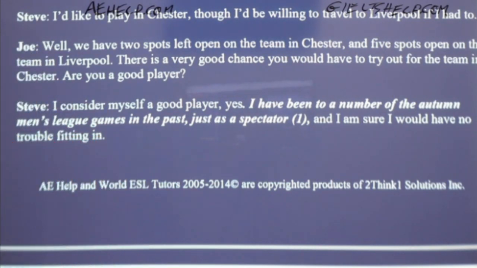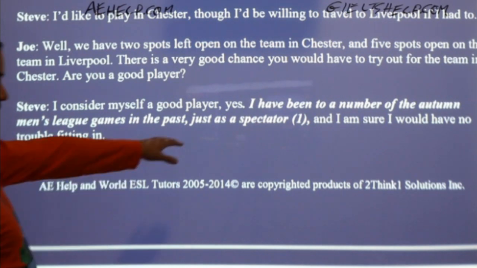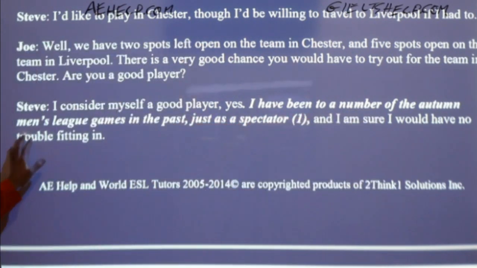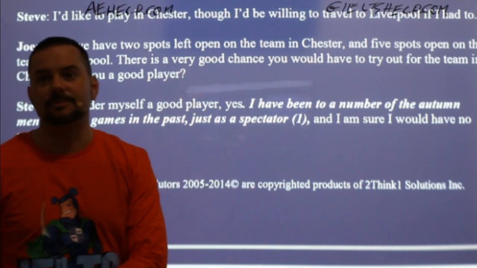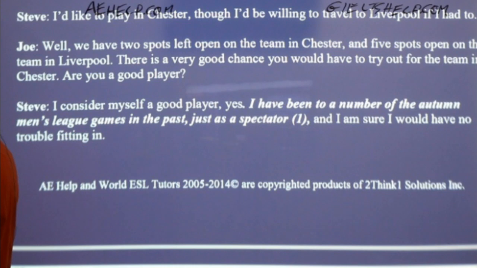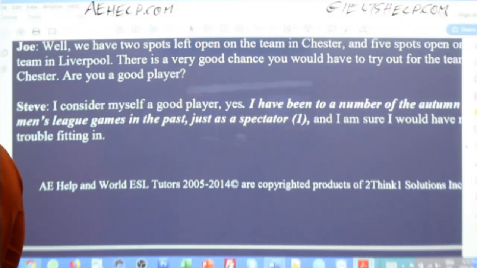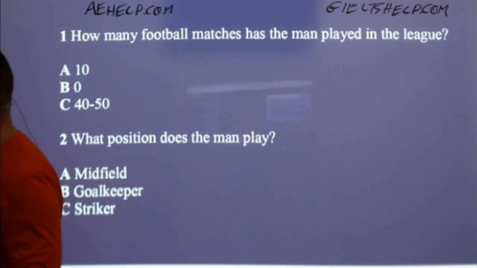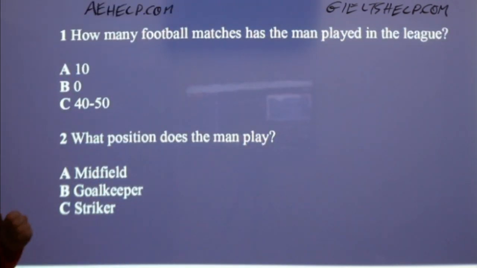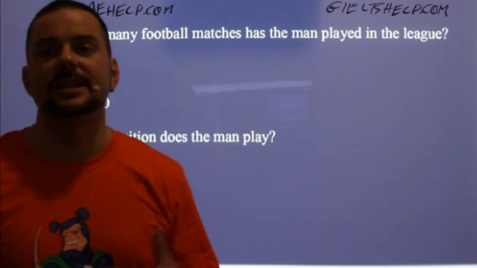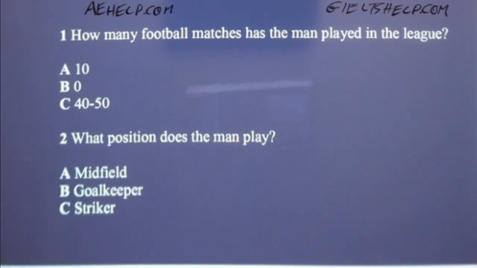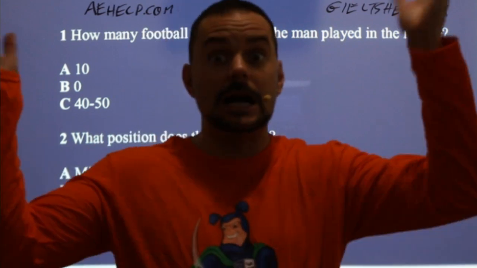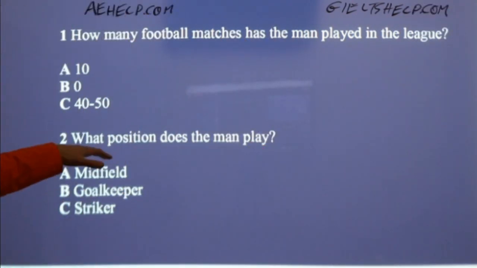So how many games has the man played in? I have been to a number of the autumn men's league games in the past, just as a spectator. So what's the correct answer? The correct answer must be 0, B, because he only saw the games. He didn't actually play. So it has to be B at 0. Now you got it. If you miss the question, if the first one is a bit difficult, don't panic, okay? Don't be like, this is crazy. Just do your best. Come back to it.